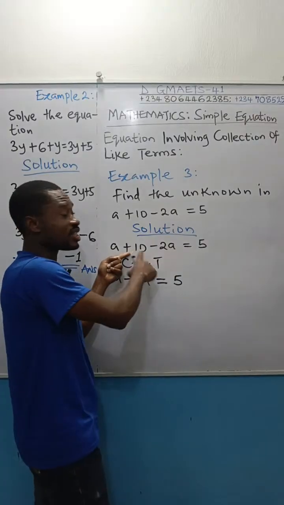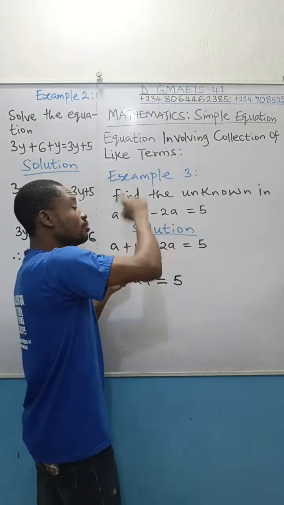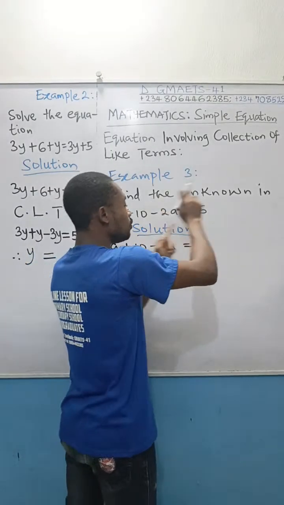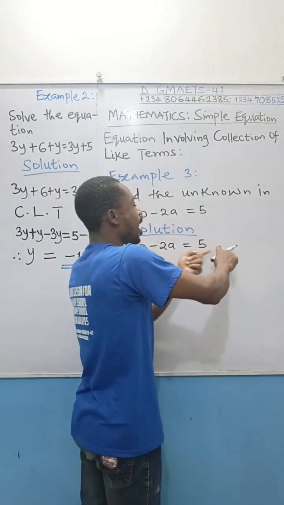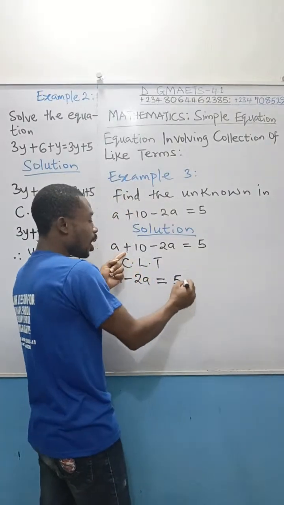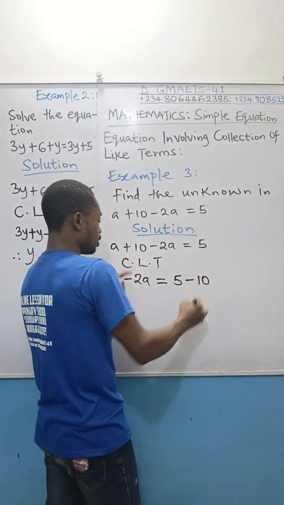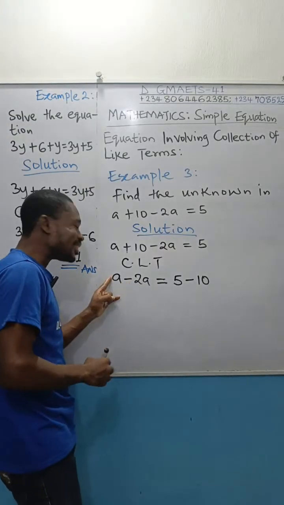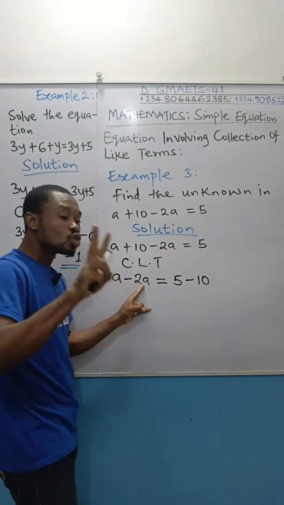This plus 10, which is a like term of plus 5, we move. They are both pure numbers. If plus 5 moves, crosses this equality sign, and goes to the right-hand side, the plus will change to minus. So we have minus 10. A minus 2a, which is 1a, 1a minus 2a.